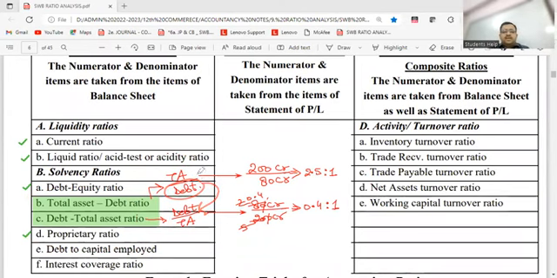कोई फर्क नहीं पड़ता, इंडस्ट्री स्टैंडर्ड में दोनों चलते हैं. Total asset to debt is also workable and debt to total asset is also workable. समझ में आ गई बात? पक्का? So 200 crore is the value of your assets, children. 80 crore is the value of your debt.